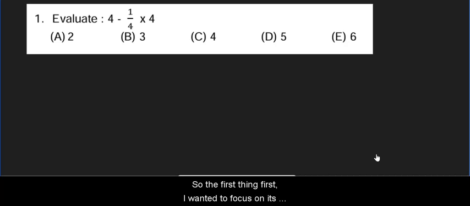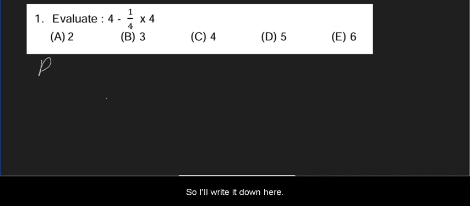So the first thing first, I want you to focus on BODMAS. Okay, so I'll write it down here. It's very important. BODMAS. So you deal with your brackets first, and then you have your division, multiplication, and addition. The last one is subtraction.